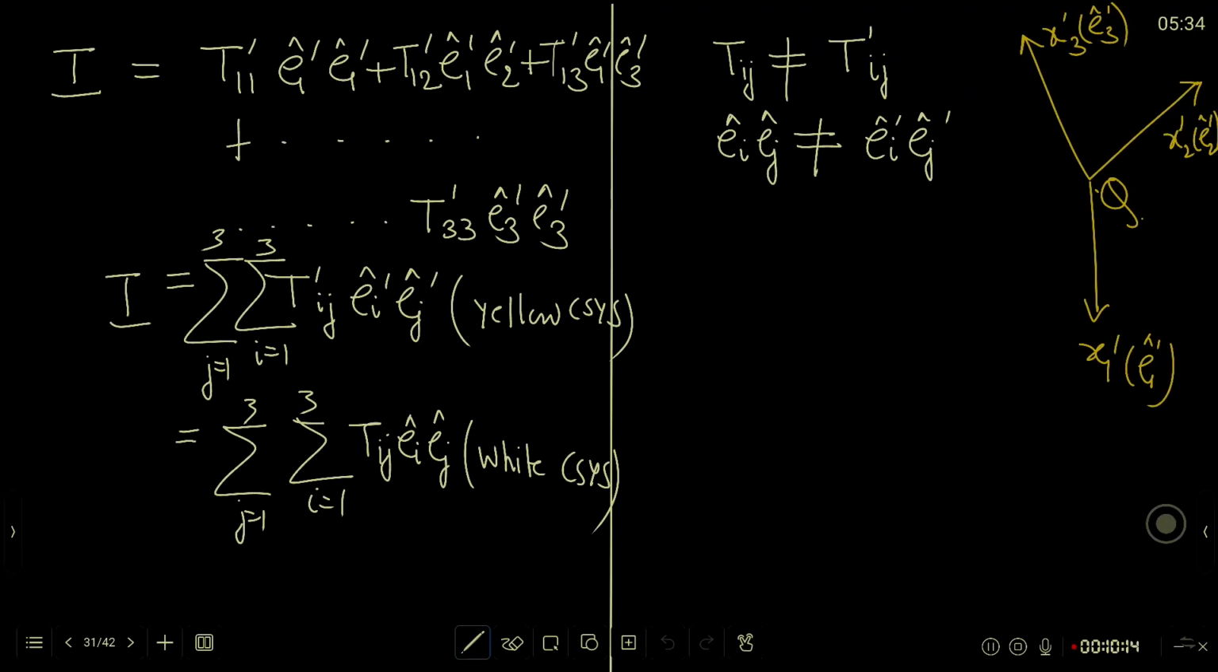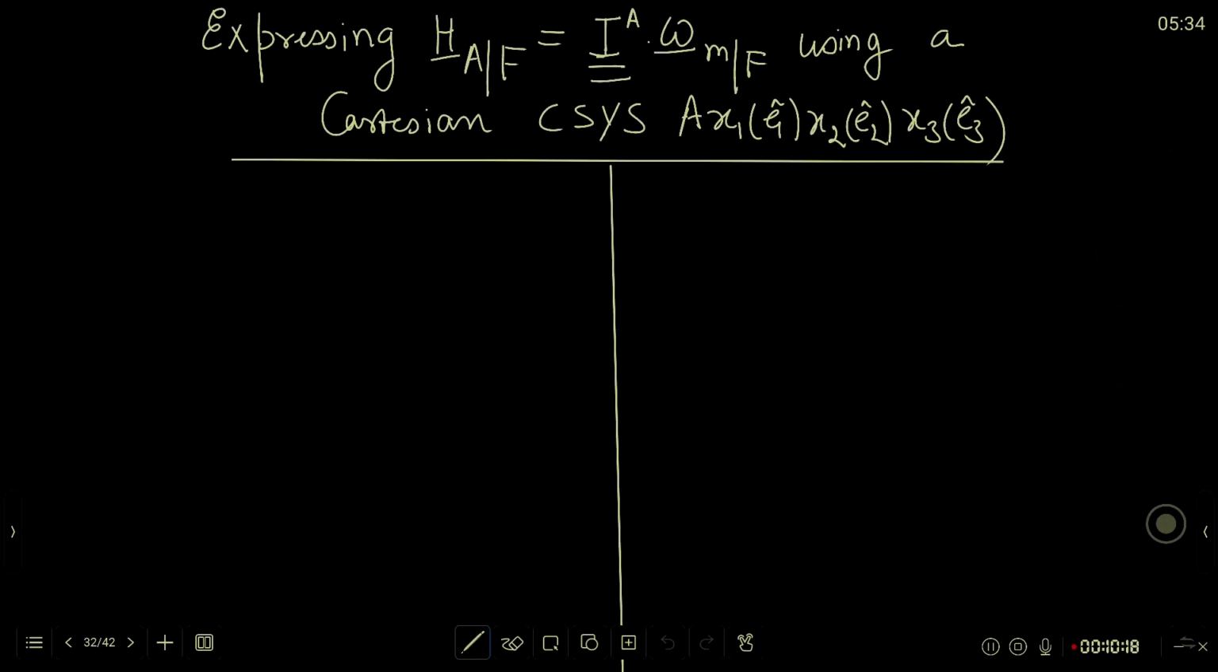expression, now let's come back to the problem we had earlier. I want to express the angular momentum of the body about point A as something which is a second order tensor, a dot product, and then the angular velocity of the body.